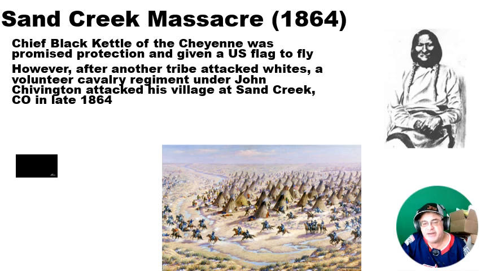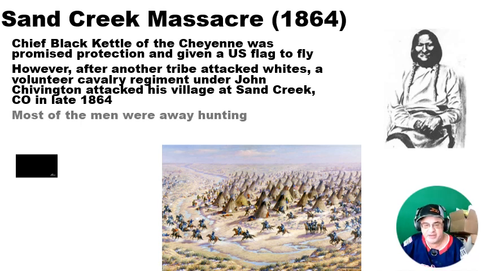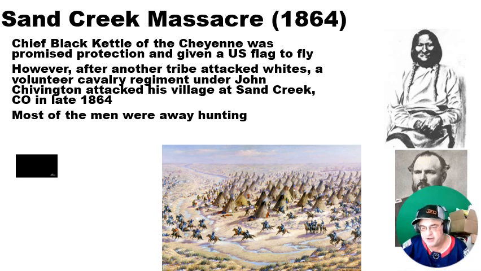A voluntary cavalry regiment was raised under a man by the name of John Chivington. I think I got his picture coming up here in just a bit. Yeah, here it is. And he and his men rode out and attacked this village at Sand Creek, Colorado. Most of the Indian men were out hunting, so what were left were women and children. Here you see the Sand Creek. So when these cavalrymen came running in, there were very few people to protect the Indian village.